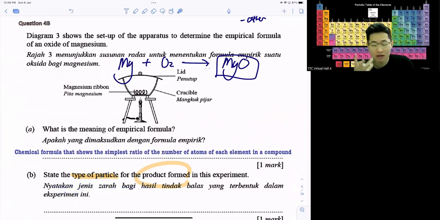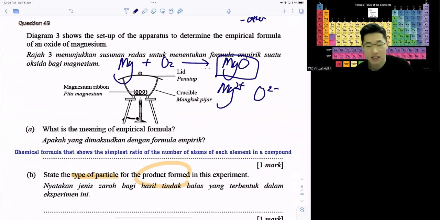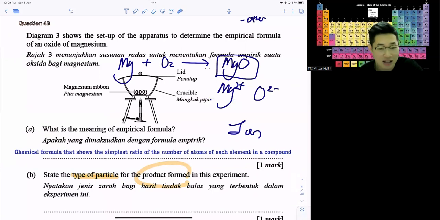So the only answer left for type of particles will be molecule or ion. This one can be split into Mg2+ and O2-, it can be split into ions, right? Split into ions, okay? And then you can double check whether the first element here is a metal or not. If yes, then confirm, double confirm, ion.